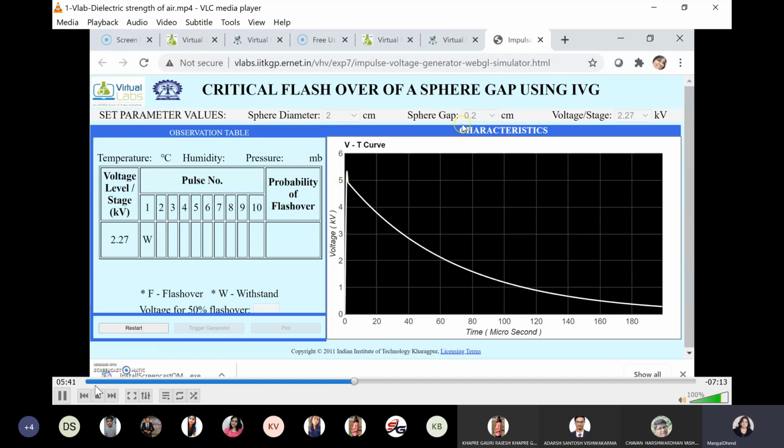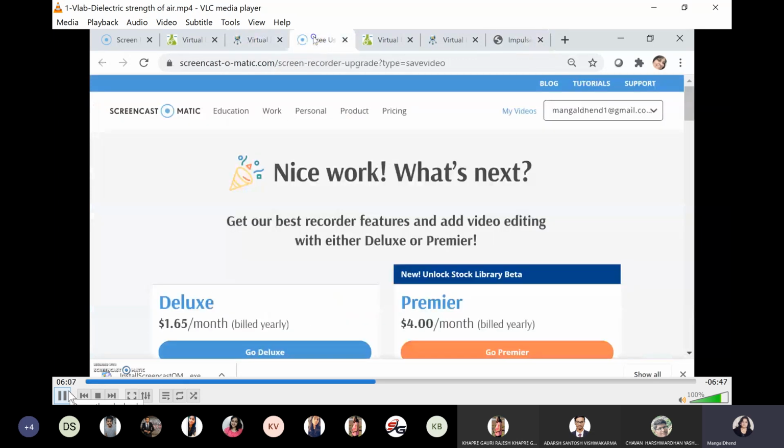Okay, now you cannot immediately restart the experiments. You can take 10 readings and then take the average. You can see, if you apply 2.27 kilovolts 10 times, how many times it has caused a flashover, and then you can see the probability of flashover. So that is not our intention, so I will not perform it that way. Just again repeat the same experiment.